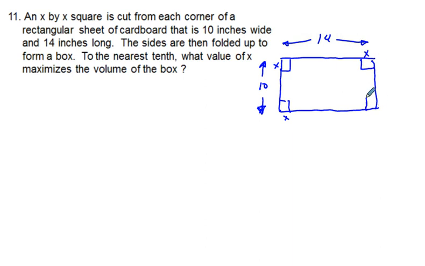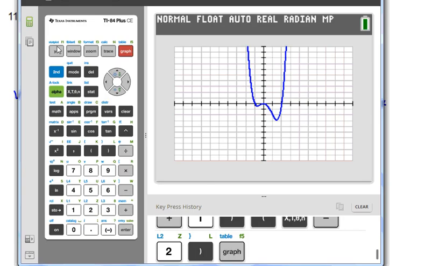So each one of these corner dimensions has x. What that tells us is the dimensions of the box: volume equals length times width times height. Our length is going to be 14 minus 2x, our width is going to be 10 minus 2x, and our height is going to be x. We can put this in a calculator and see what happens. We'll be able to see a maximum volume and the value of x.